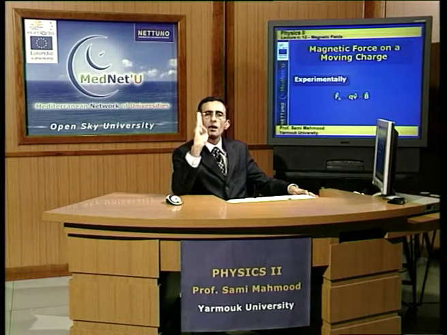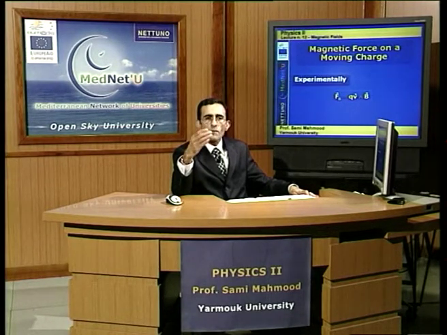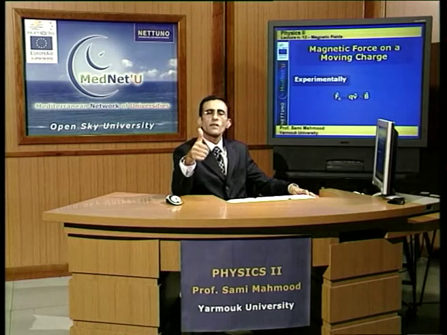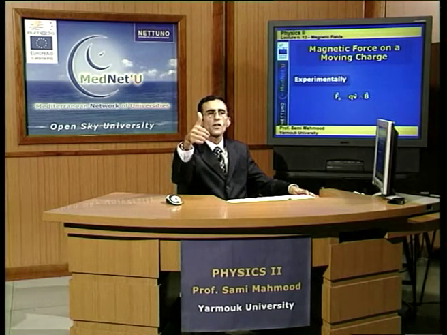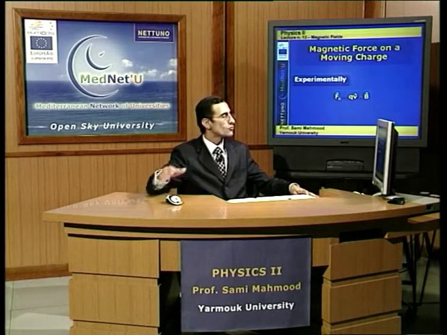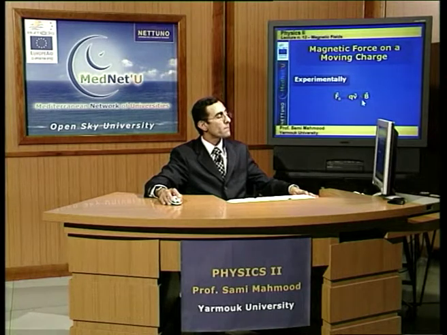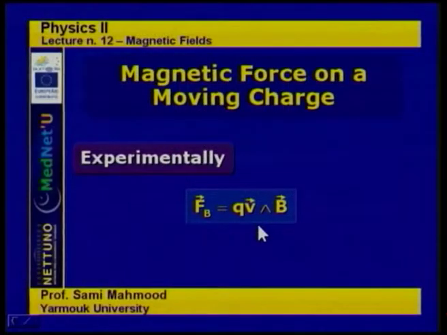If we point in the direction of v and then turn our fingers to the direction of b, from v to b, then this would be the direction of v cross b, as we have discussed in previous lectures. This is the right-hand rule. So this is the magnitude, and the magnitude is qvb sine theta, according to the definition of cross product, and the direction is determined by the right-hand rule.